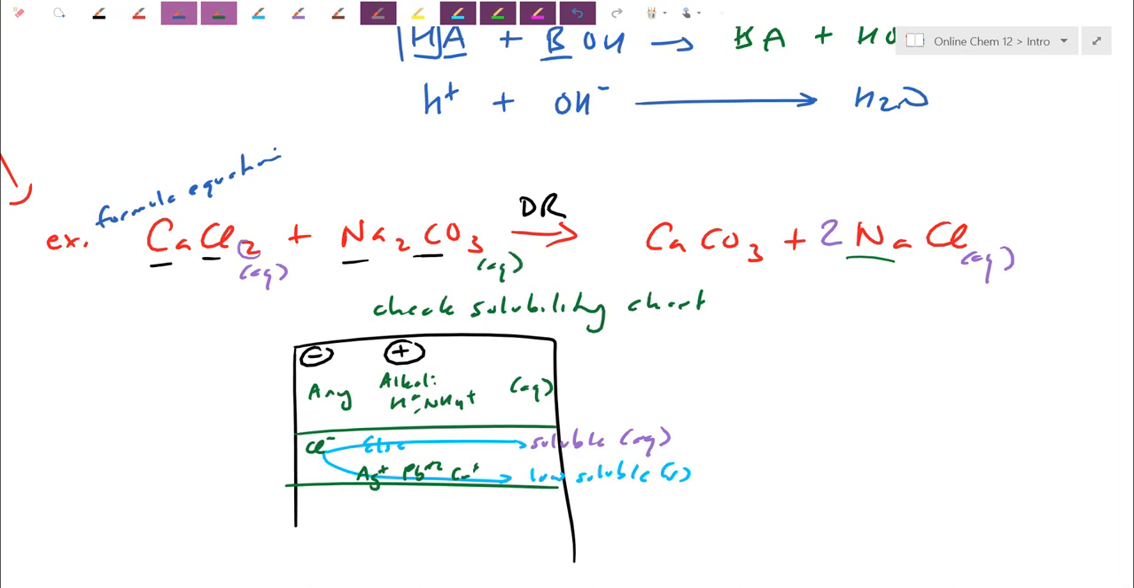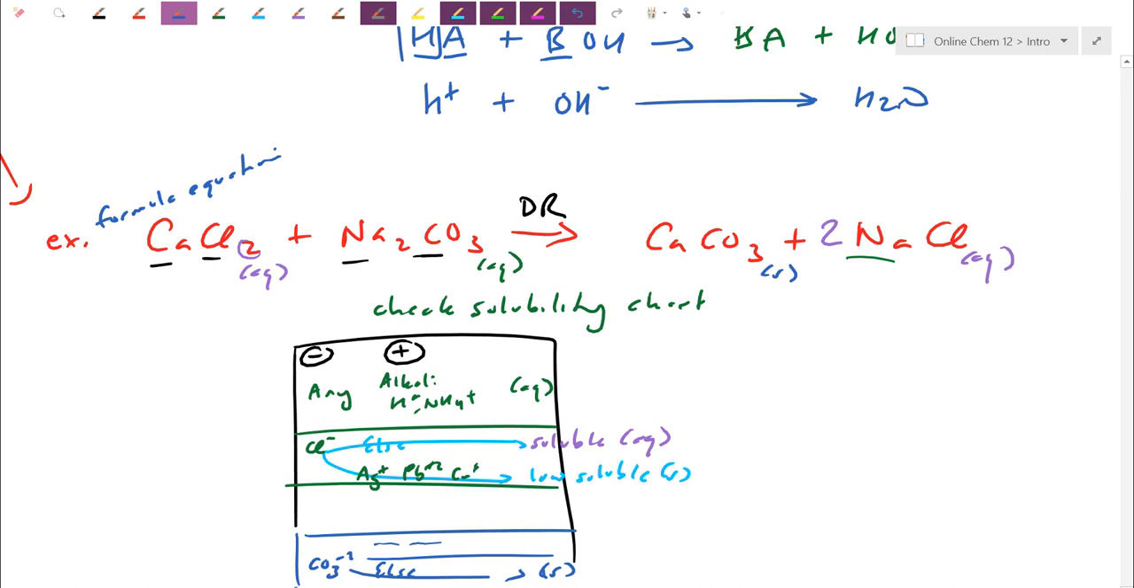The one that's low soluble so far is actually carbonate. Carbonate is actually really low down on our chart here. Carbonate, with the exception of those alkalis, NH4 pluses, and whatever, carbonate with anything else is actually low soluble. Carbonate is actually really hard to dissolve. So this one's actually a solid. This is actually what makes up our chalky material.